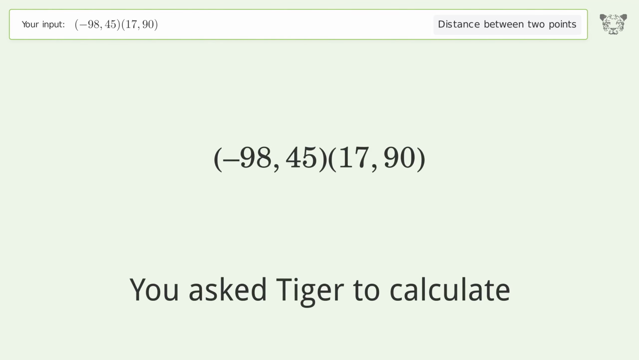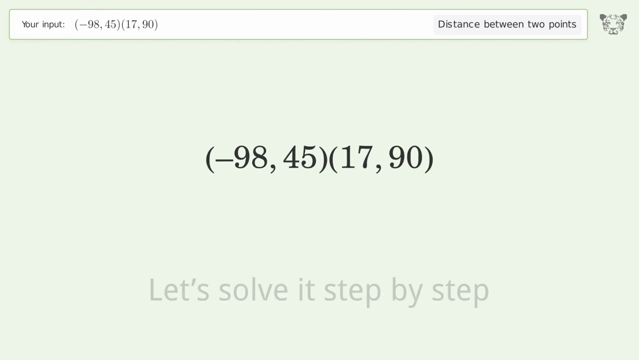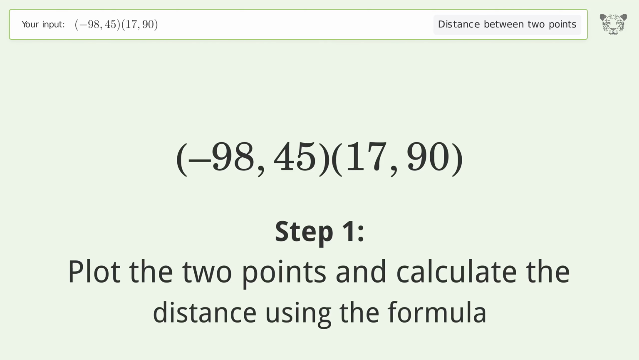You ask Tiger to calculate. This deals with the distance between 2 points. The distance between the 2 points is the square root of 15,250 or 123.491. Let's solve it step by step. Plot the 2 points and calculate the distance using the formula.